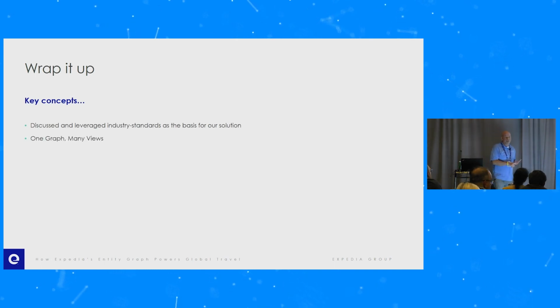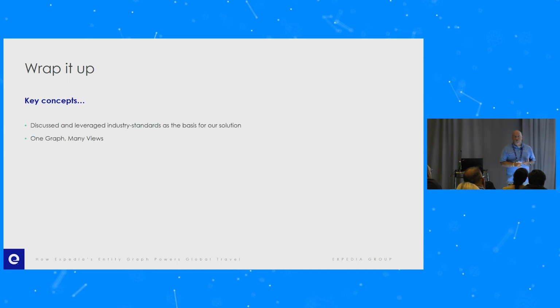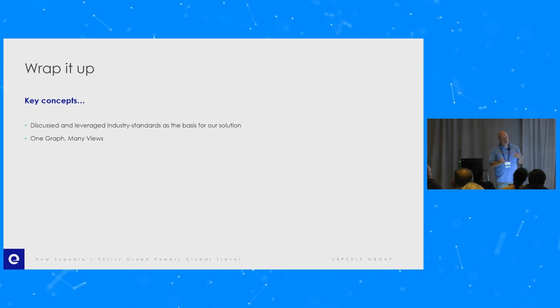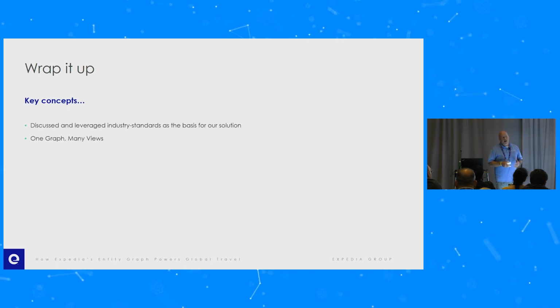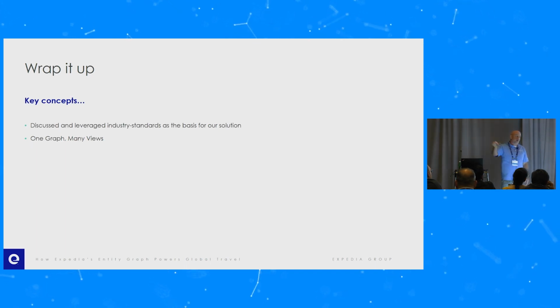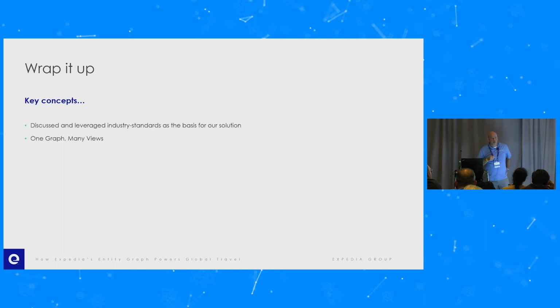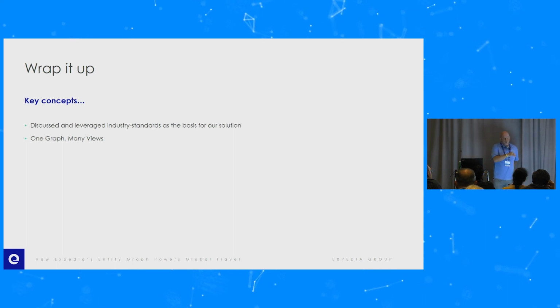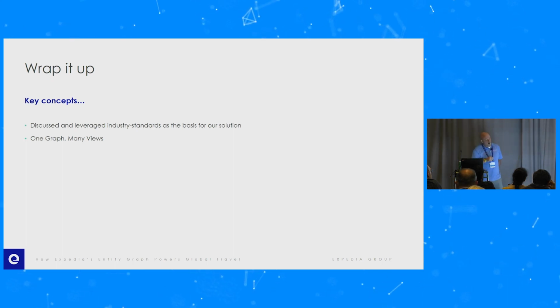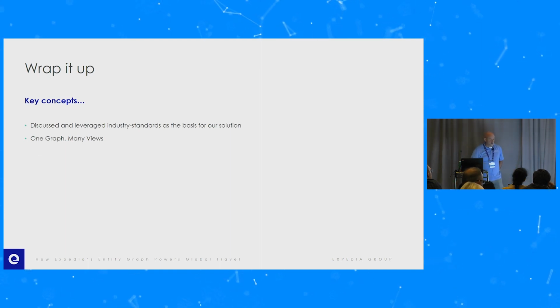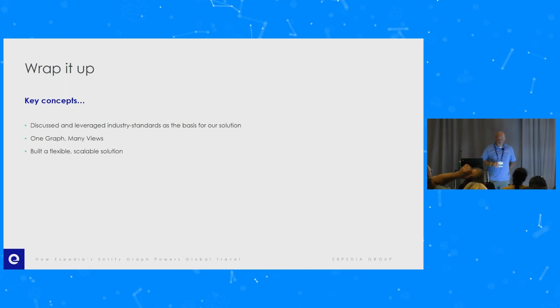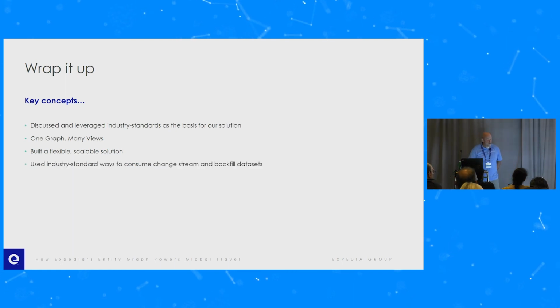One graph, many views. That's a key concept. So as we push the changes in the old systems to our graph, they're updated, and then that graph lives out in AWS, and that can be queried and harnessed out there. And so we don't have to come back. We can slowly strangle our traffic off of the old system and onto the new system. And we've built a flexible, scalable solution. It's easy to add things.